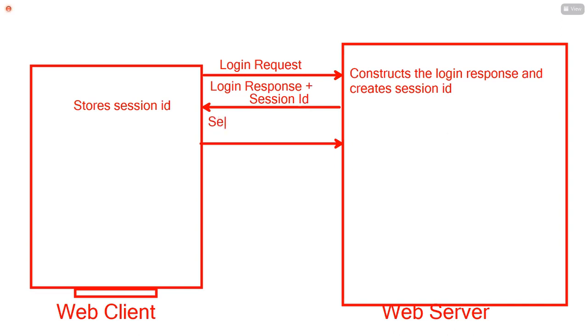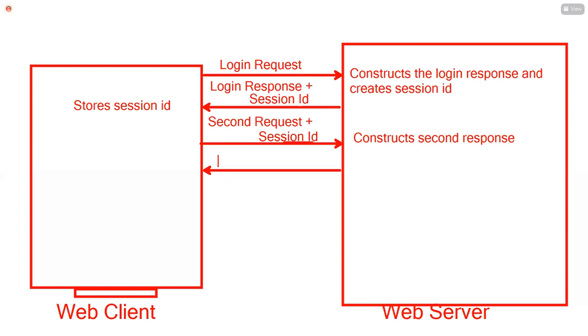After that, the second request. What will happen? The second request comes with the session ID. Then it will understand whose client it is with that ID. It can recognize. Okay. Now it constructs the second response. Now just the response is passed. Second response. Okay. Like this.